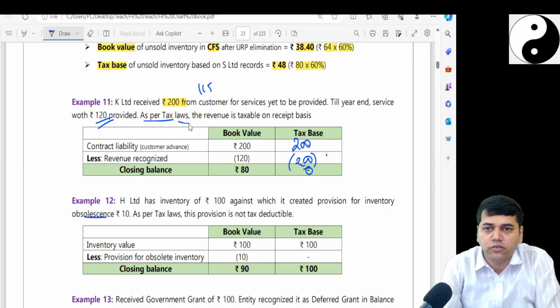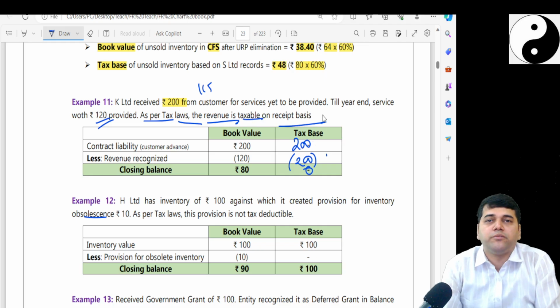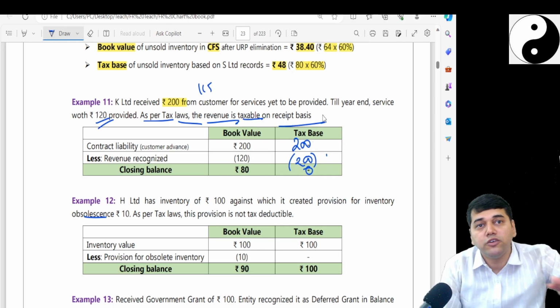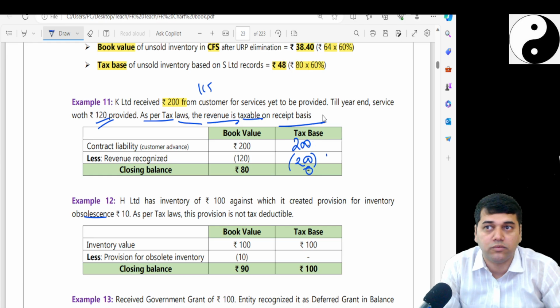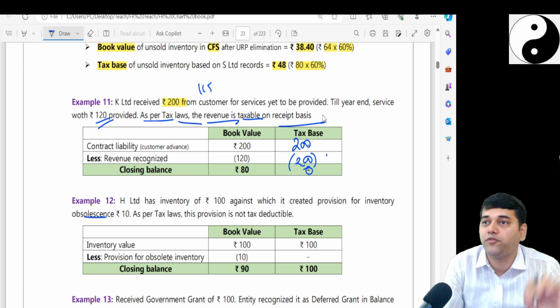Yeah, that's what they said. Revenue is taxed on receipt. That's what I'm telling you. You need not really know what is income tax right now. That is required for your paper number 4. What is that? Multidisciplinary.